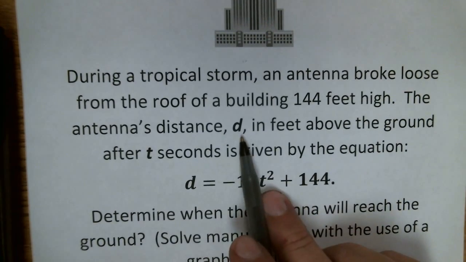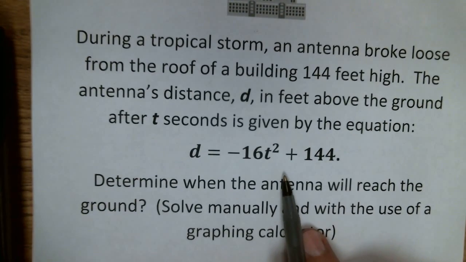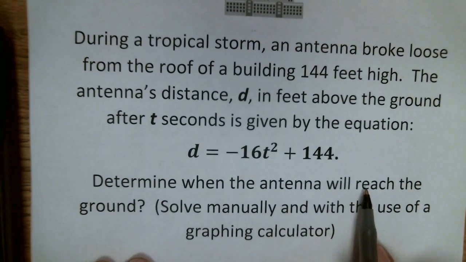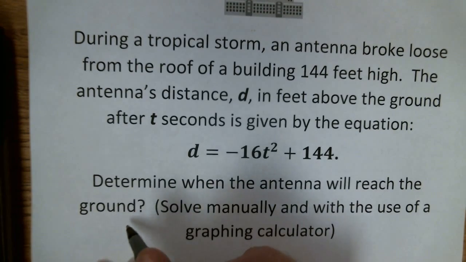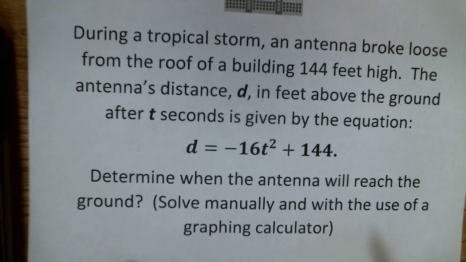The antenna's distance d in feet above the ground after t seconds is given by the equation. Pay attention to the question. Determine when the antenna will reach the ground. So those are the trigger words I'm looking for. I'm looking for the word ground. I'm looking for max height. And that tells me whether I'm trying to find the vertex or the x-intercept.